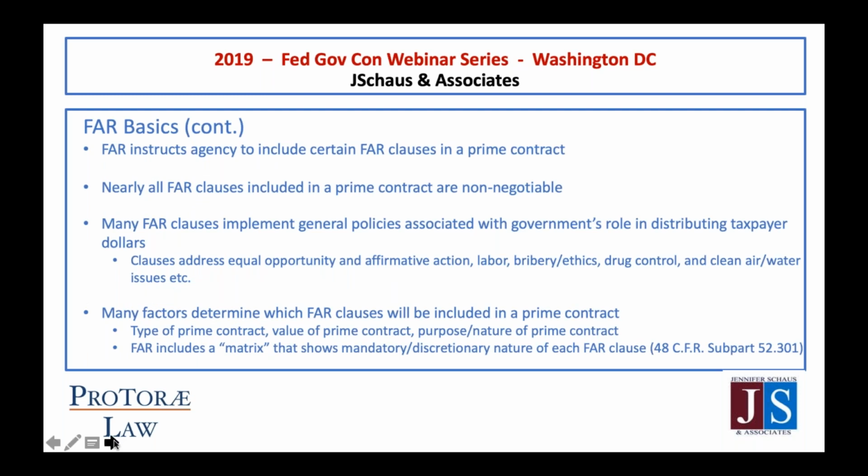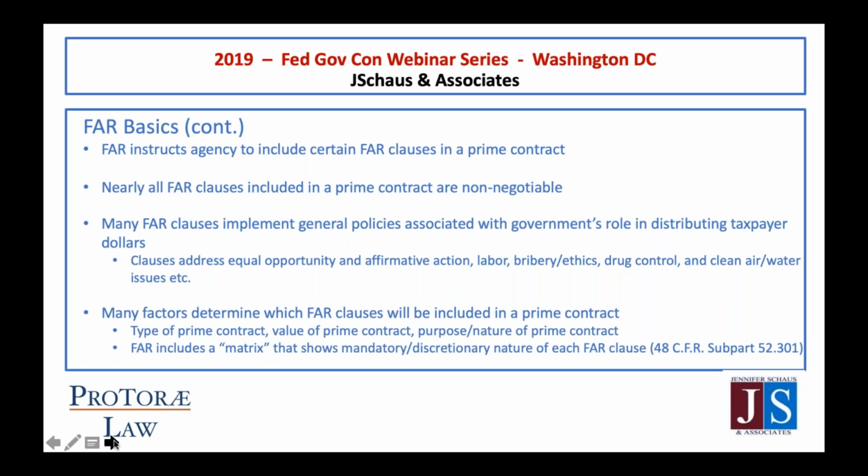As I mentioned, the FAR instructs an agency official to include certain FAR clauses in a prime contract. Most primes know this, but nearly all FAR clauses included in a prime contract are non-negotiable, and that includes solicitation provisions and FAR clauses. However, as I mentioned, a lot of those FAR clauses have alternates. A lot of the FAR clauses have blanks. So there is some ability to work with the clauses.